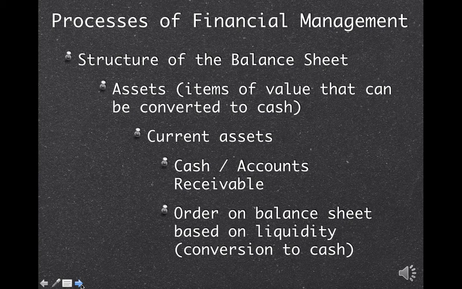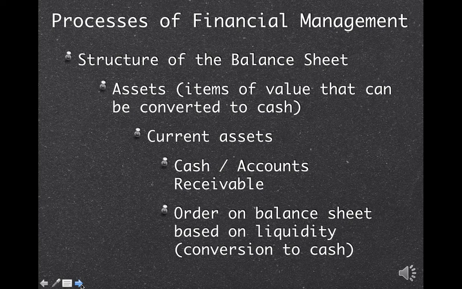The first component on a balance sheet is assets. These are the items of value in a business that can be converted into cash. They can be converted into cash in the very short term or the long term. The first current asset, which is a short-term conversion, is cash. Cash is fantastic because cash is in the bank, you can access it immediately. It is usually the savings account of the business.